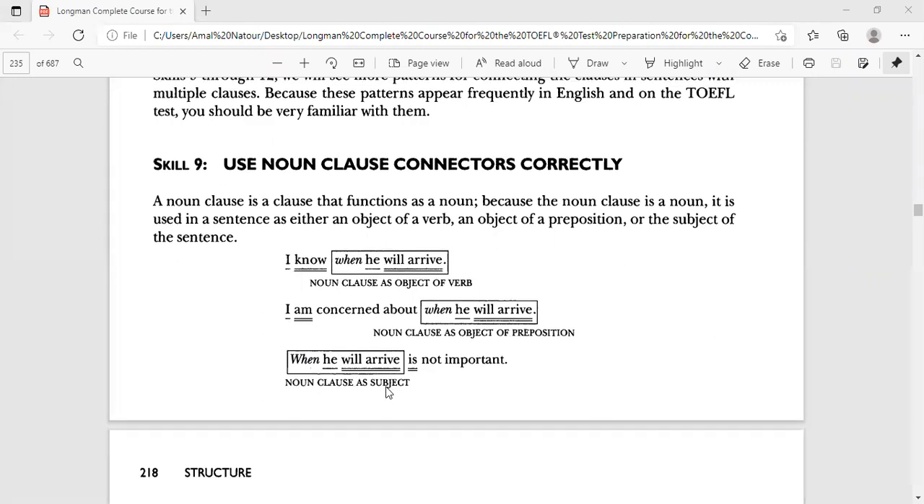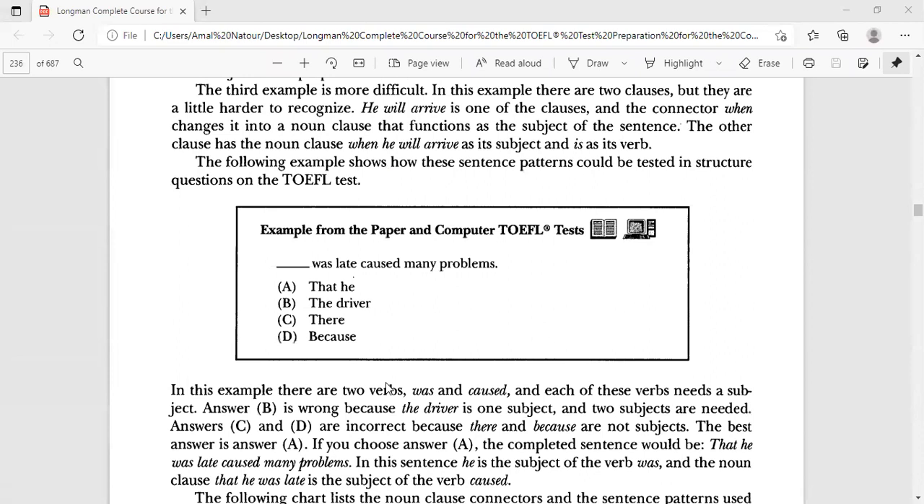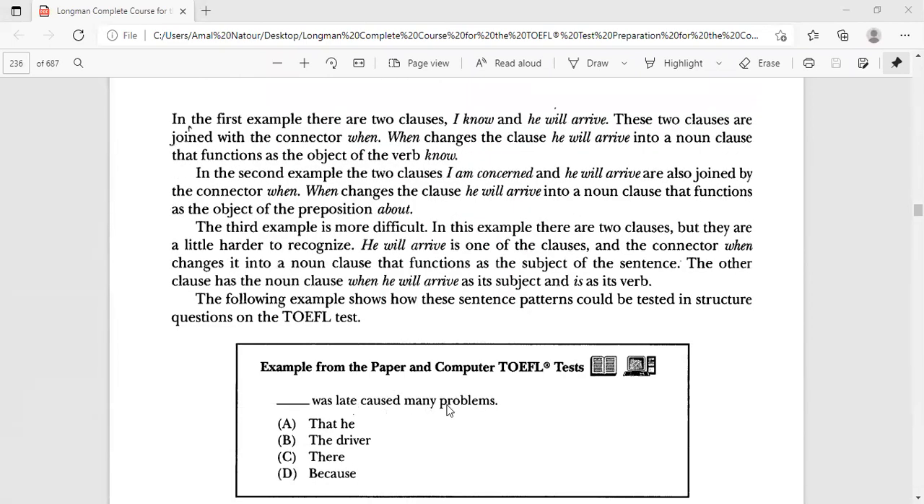Okay, now if you look at this example, was late caused many problems. بقول in this example there are two verbs. شو ال two verbs اللي was و caused. بقول and each of these verbs needs a subject. اوكي كل واحد فيهم هذا بحاجة إلى فاعل. اوكي إذا هون was needs a subject. If I put here a subject, is the sentence correct? No. Here subject and verb, and here is another verb.